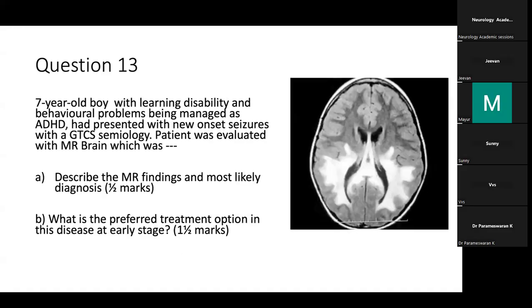A 7-year-old boy with learning disability and behavioral problems being managed as ADHD from elsewhere had presented with new onset seizures with a GTCS semiology. He was evaluated with imaging of brain MR, which is shown in the picture on the right side. Describe the MRI findings and the most likely diagnosis, and what is the preferred treatment option of this disease at early stage.